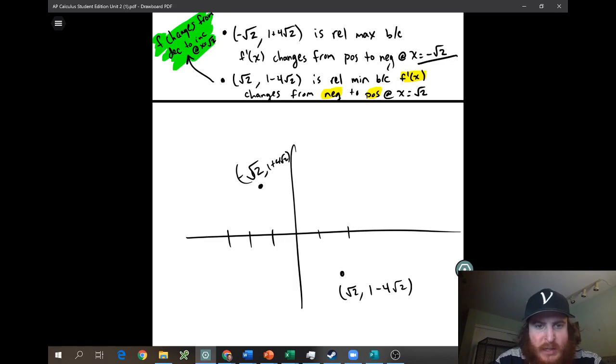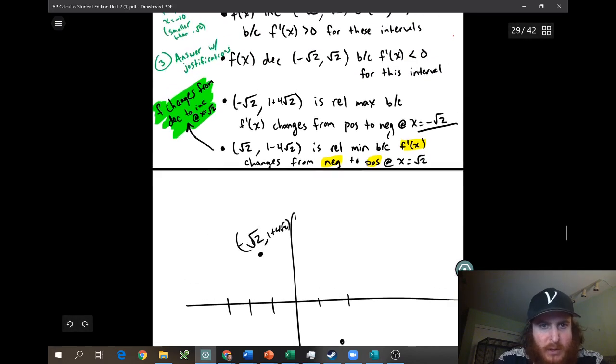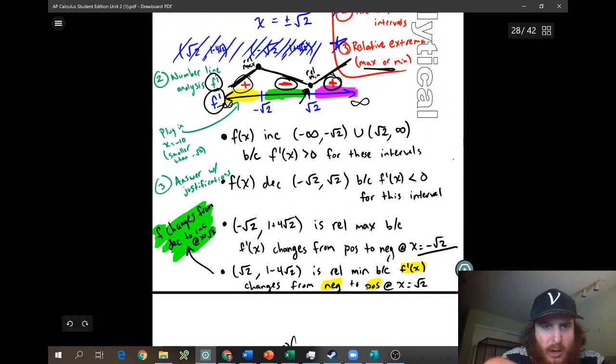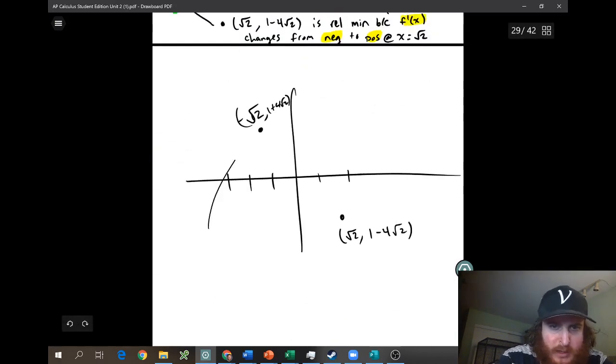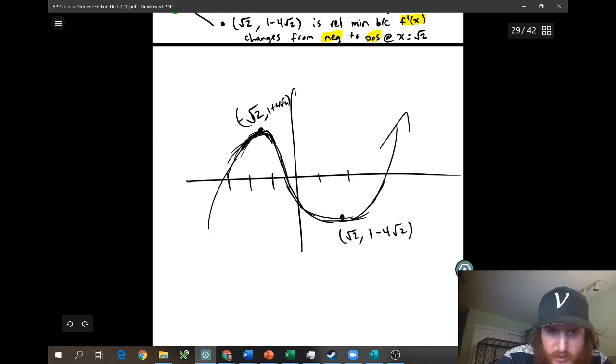What a sketch means is it doesn't have to be perfect. Okay? And then what did we know? We know it was increasing, decreasing, increasing. So we're just going to graph that. It's increasing. Then we're going to level this out, make sure it's a horizontal tangent there. Decreasing. And level this out. And then just put arrows.